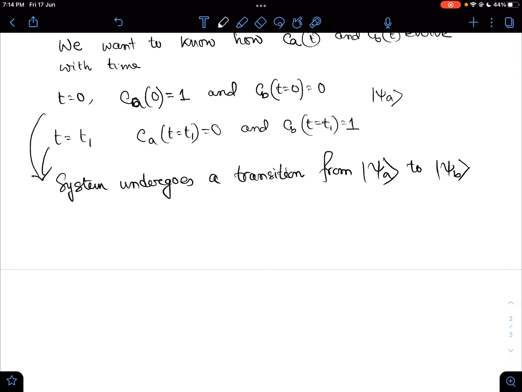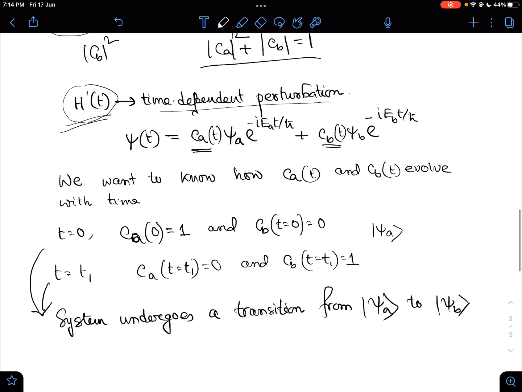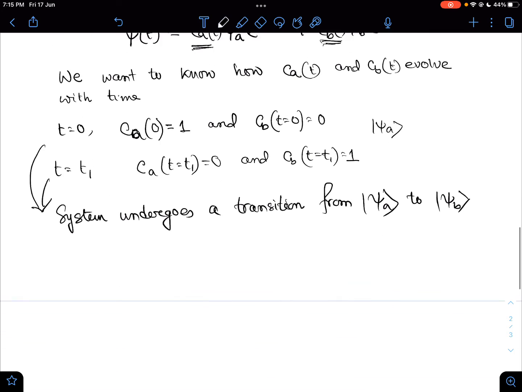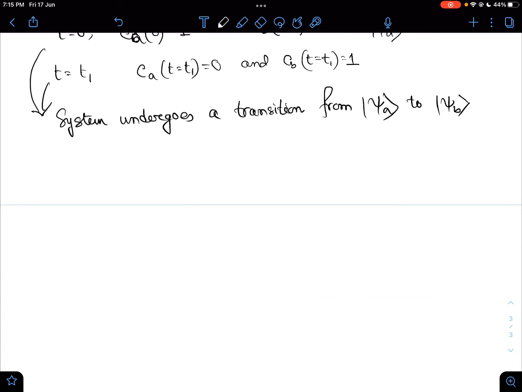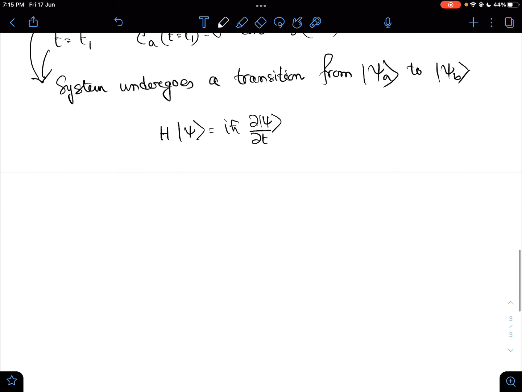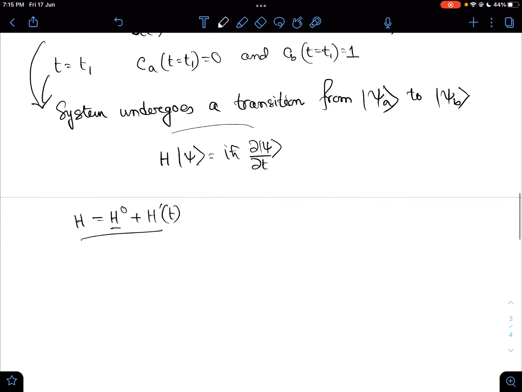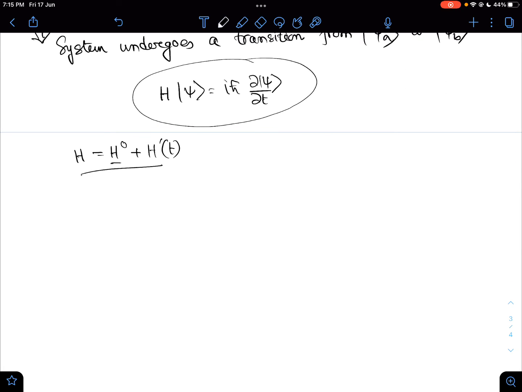So now how can we find the time dependence of these factors CA and CB, and how do we know how they are evolving in time? Basically we have to just plug this into our Schrodinger equation. So we have our original Schrodinger equation, H psi equals i h cut del psi del t. Now we have our H to be H0 plus H prime, the time independent and time dependent parts of the Hamiltonian. So if we plug this psi into our Schrodinger equation, what will we get? We will get the following equation.